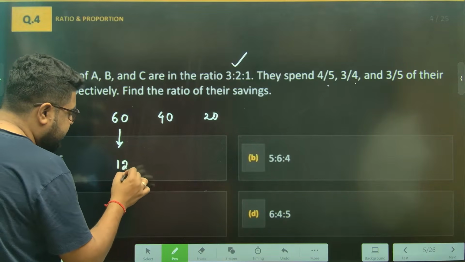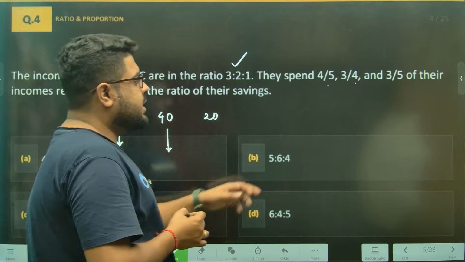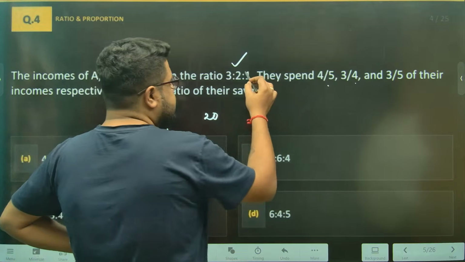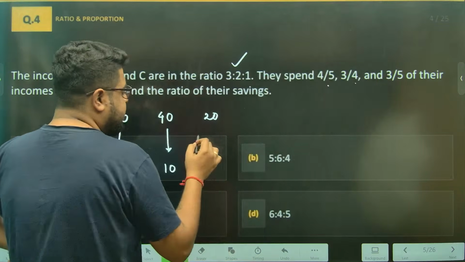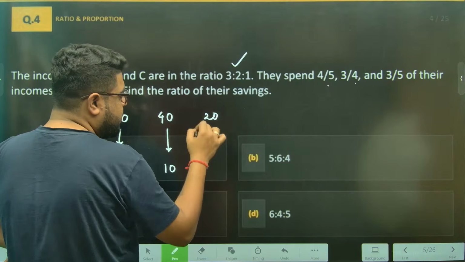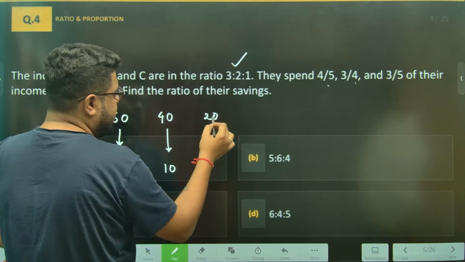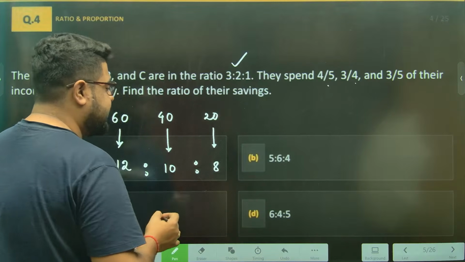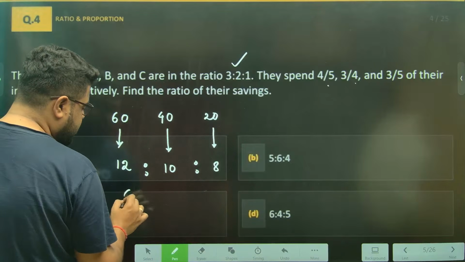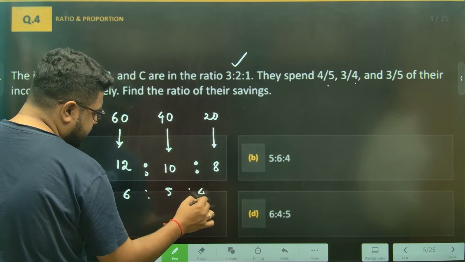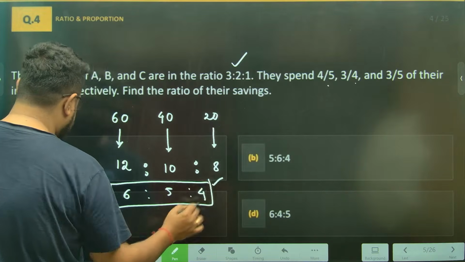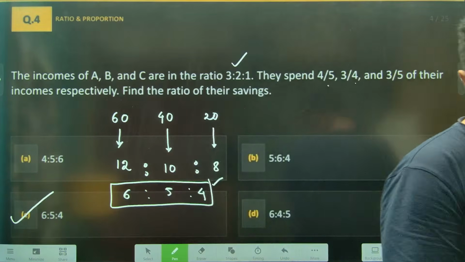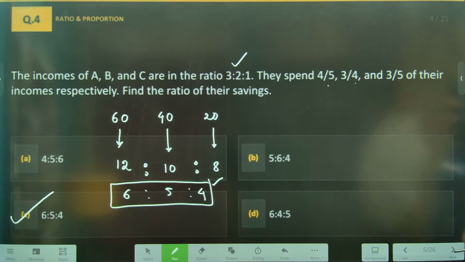1 by 5 is 12 rupees. B spends 3/4, so saves 1/4, which is 10. C spends 3 by 5, so saves 2 by 5. 2 by 5 will be how much? 5 fours are 20, 4 twos are 8. This is your ratio of savings. Now I can cancel by 2, so 6 is to 5 is to 4 is your correct answer. Option C once again. C for Calcutta. All the last 3 questions we got answered C.